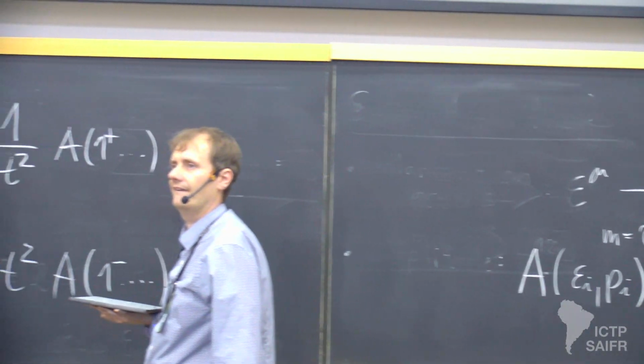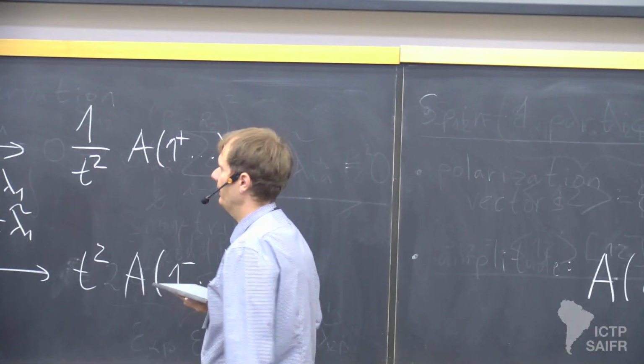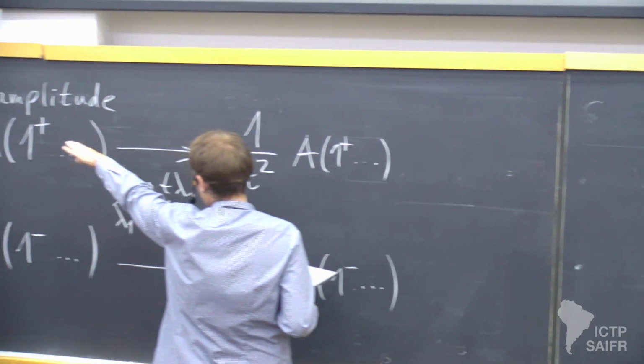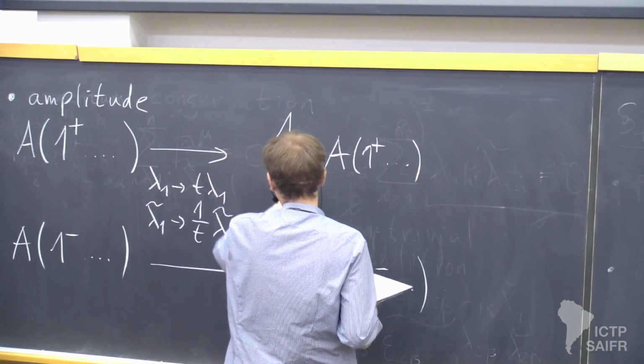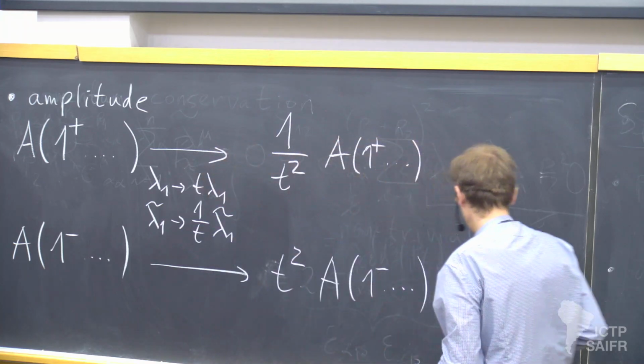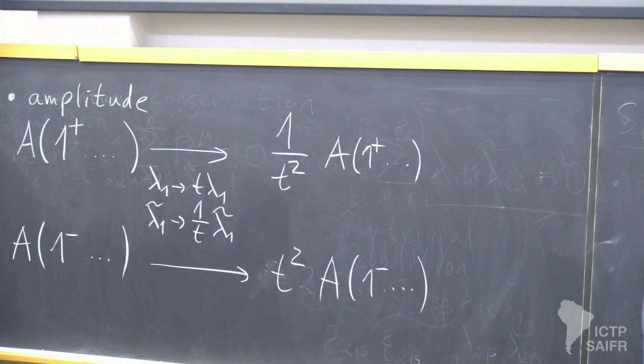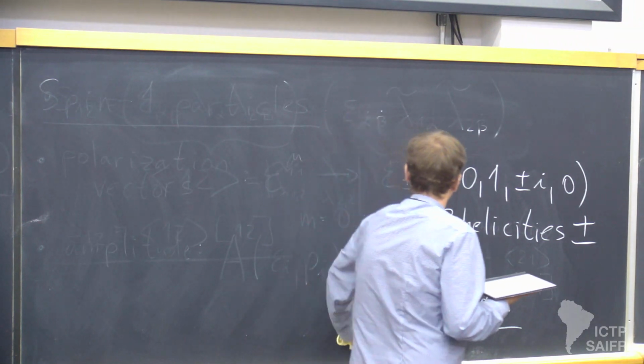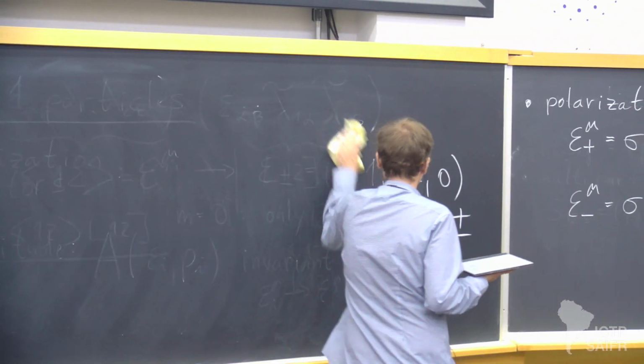Yeah, for every positive, you pick your particle. If it is positive helicity, you do this rescaling, you get 1 over t square. If it is negative helicity, you get t square. Yeah, but you have to pick the helicities.